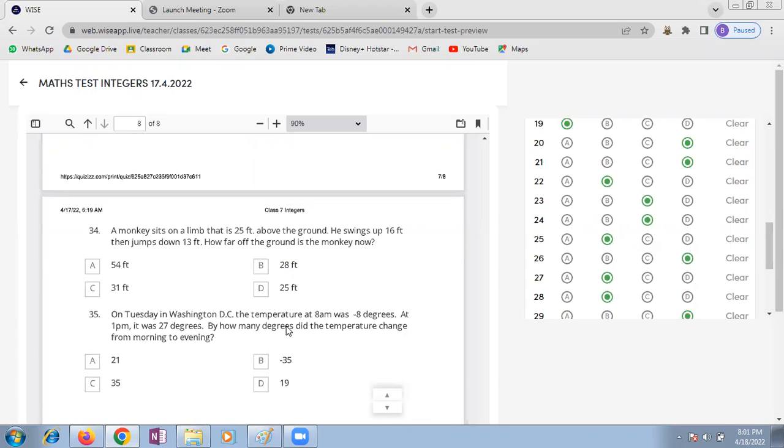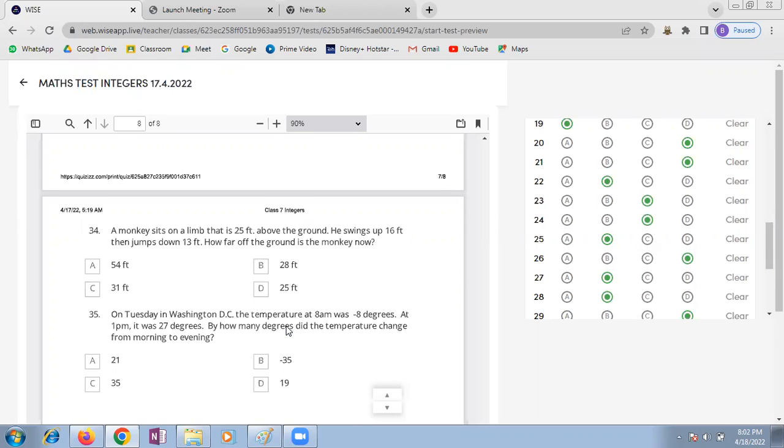Ma'am, in your class also you have this. 25 plus 16 minus 13, ma'am. A monkey sits on a limb that is 25 feet above the ground and swings up 16 feet. Then jumps down 13 feet. How far up the ground is the monkey now? What should we do, children? Plus 16, minus 13. 25 plus 16 minus 13, that is 28. Very good. Excellent, Nana. Absolutely correct.